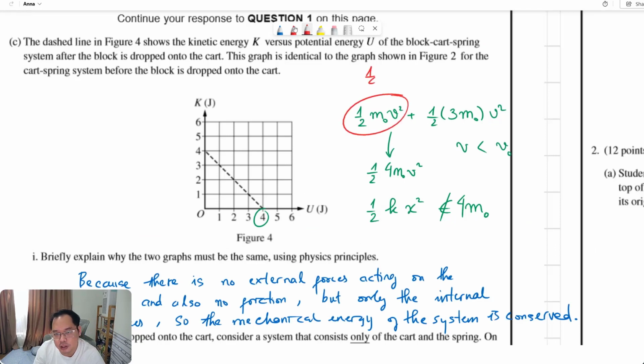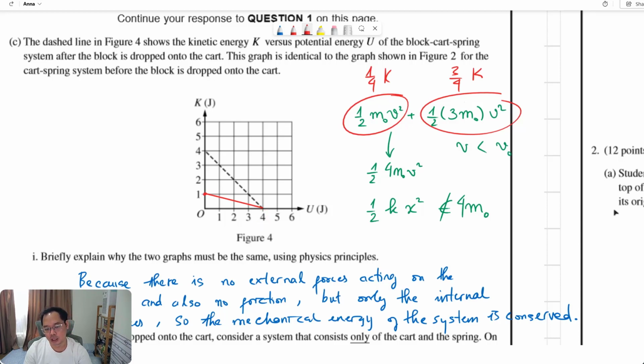This part is 1/4 of the maximum kinetic energy, and this part is 3/4 of the kinetic energy. So the kinetic energy of the cart only is 1/4 of the kinetic energy of the system. So the maximum kinetic energy of the cart solely, only the cart, will start from here, the value 1, because 1 is 1/4 of the maximum 4, okay? And of course, it is also a straight line going to the maximum potential energy 4 joules, because this potential energy here does not depend on the mass.